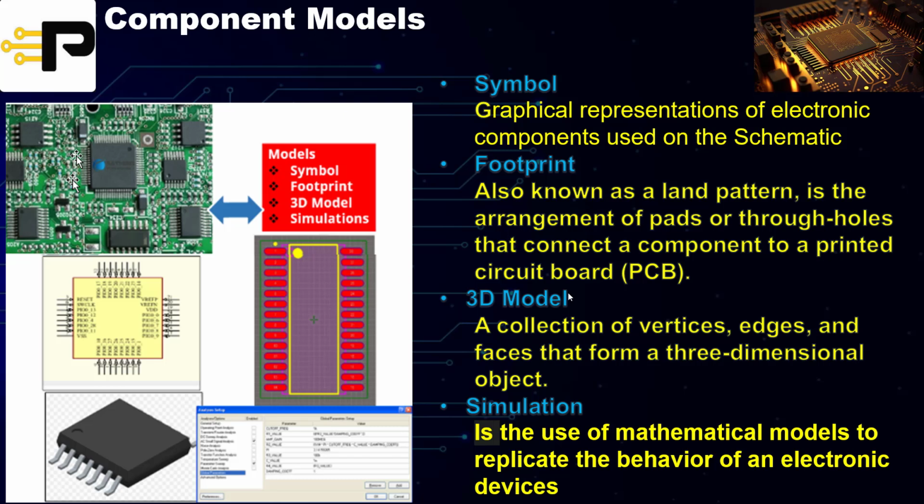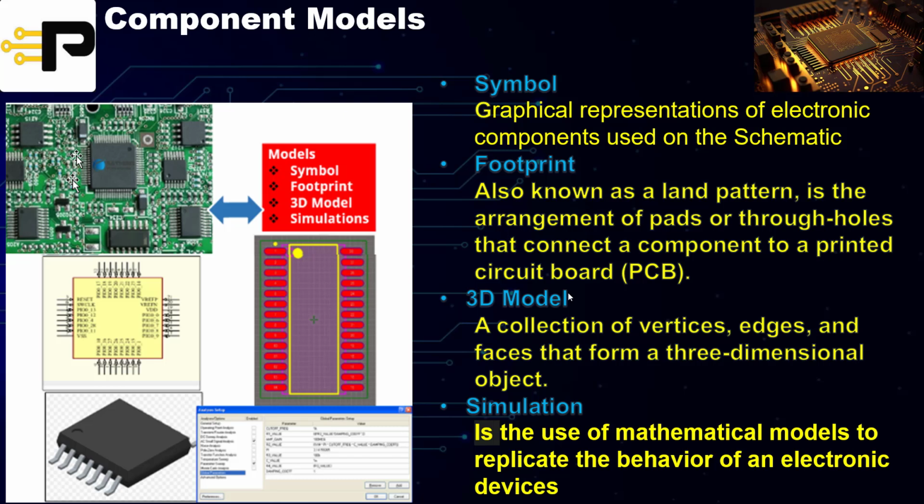This consists of your symbol, which is a graphical representation of electronic components used on the schematic. You then also have a footprint, also known as a land pattern. It's the arrangement of pads or through holes that connect a component to the printed circuit board itself. You then have a 3D model, which is a collection of vertices, edges, and faces that form a three-dimensional object. And then simulations. This is the use of a model to replicate the behavior of electronic devices.